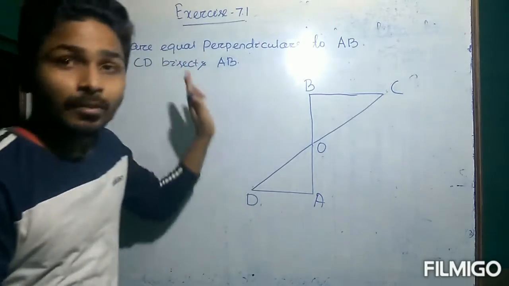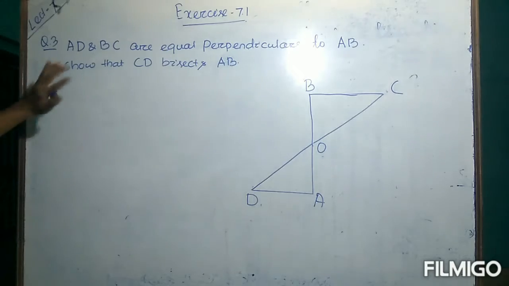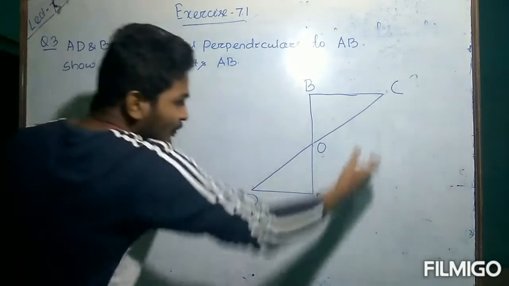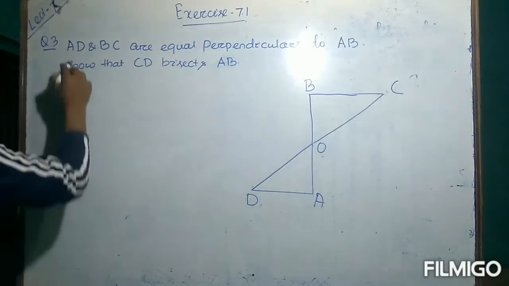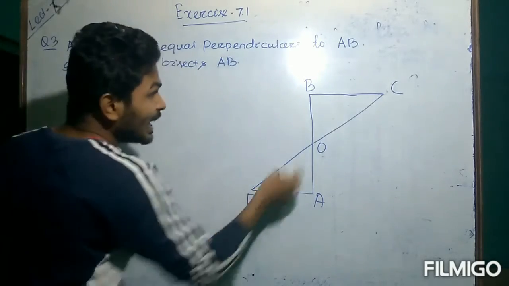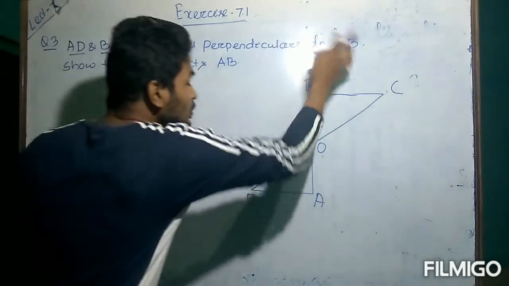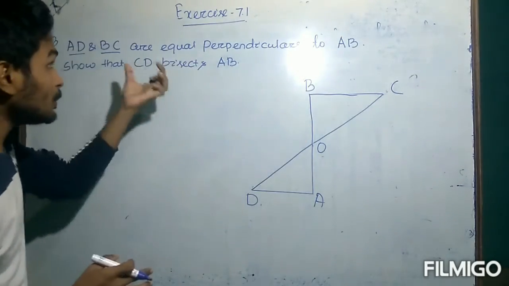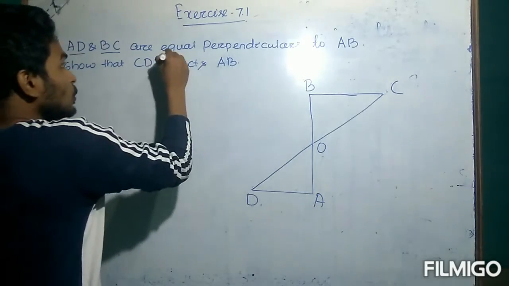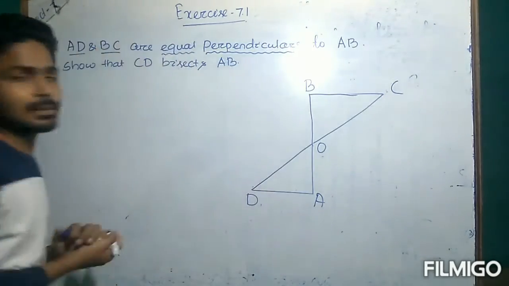Okay, so let us do the first question, that is question number 3. First let us understand this statement. What is given in this question? It is given that there is a figure, and in this figure AD and BC are equal perpendiculars to AB. We have to understand each statement, each term. There are two terms, equal and another term is perpendiculars.